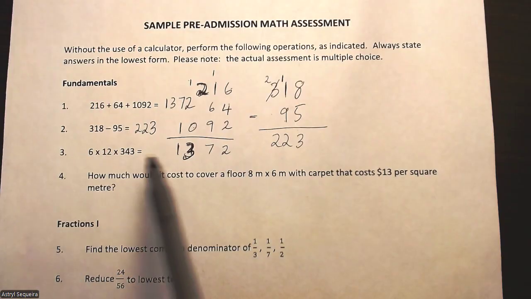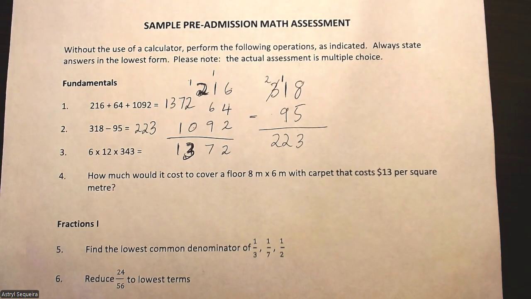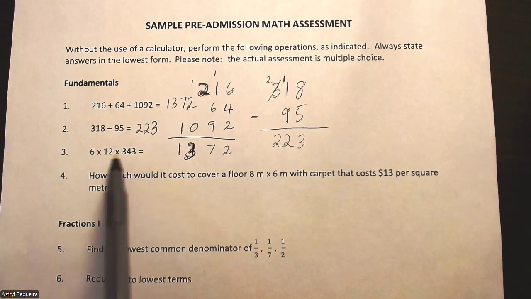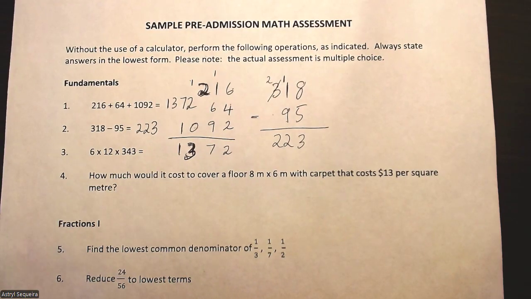Third question here is multiplication, and we have 3 numbers that are multiplying. So this is a bit difficult, a couple of different ways to do this one. Personally, I prefer to multiply the 2 larger numbers first and then multiply by the smaller number, but you can do it in a different way if you want.